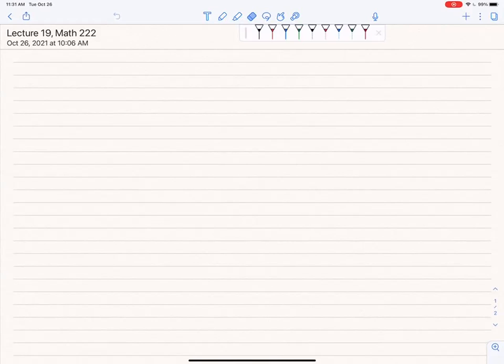I want to talk to you guys a little bit about how we integrate using alternative coordinate systems. So we're going to do polar today, which is a sort of warm up to more general change of coordinates. But we'll see that there are some nice applications already to just knowing how to do integrals with polar coordinates.